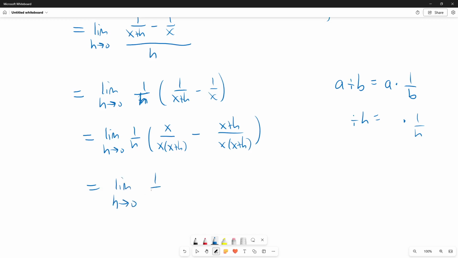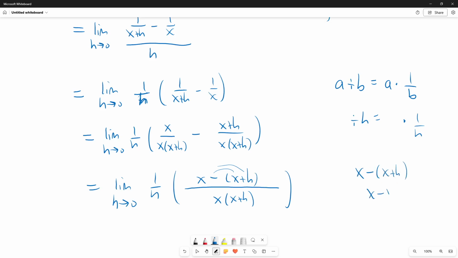And now we can subtract the fractions. We write down the common denominator and we subtract the numerators. It's x minus the quantity x plus h. So this x plus h now, following the minus sign, needs to go in parentheses because the minus distributes. So let's look at that. x minus x plus h is x minus x minus h, distributing the minus.